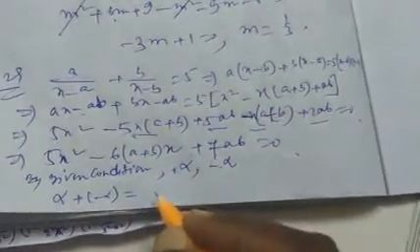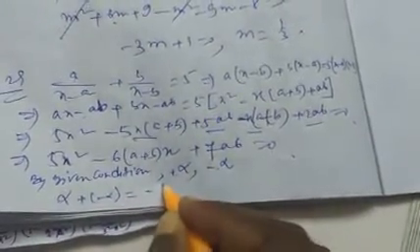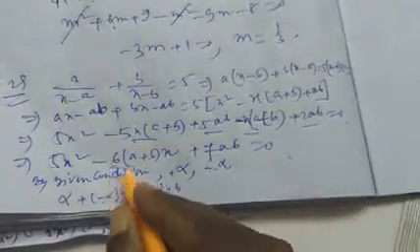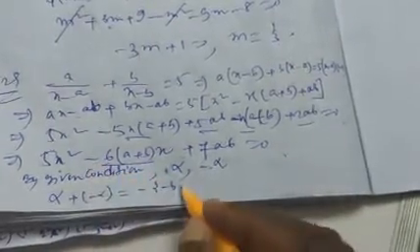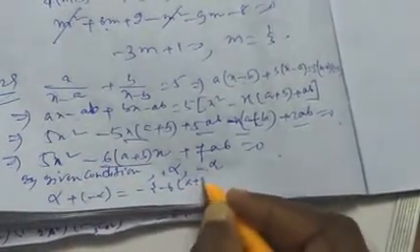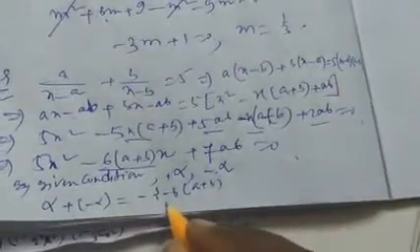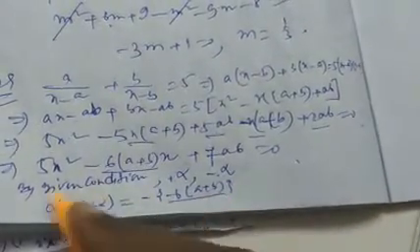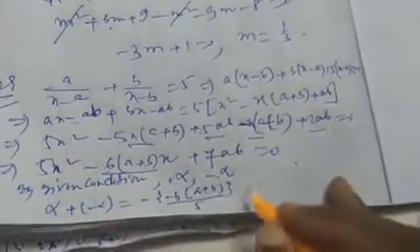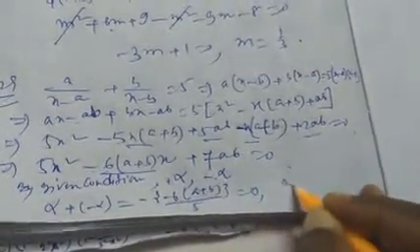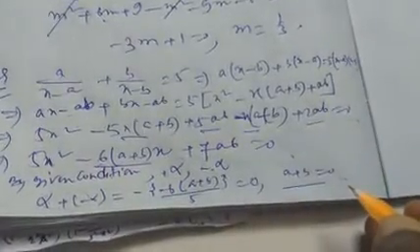So with this logic you have to work: alpha plus minus alpha, and that will be minus b by a. This whole thing is called b with sign minus, over a. Plus b by a, and this sum is 0. Write 0 here. So you can write a plus b equal to 0. This is the condition.